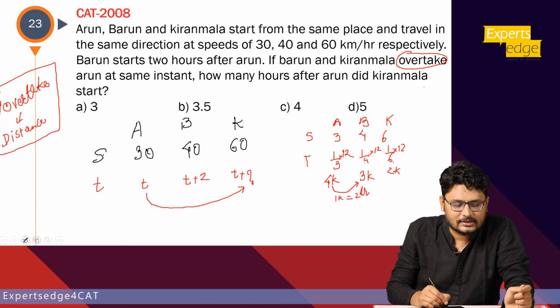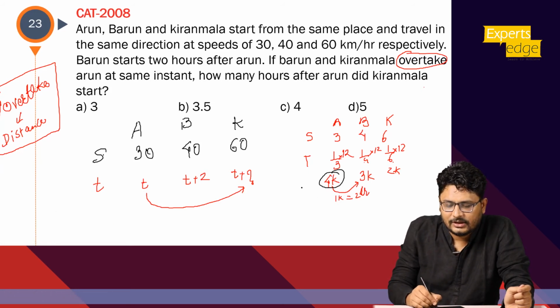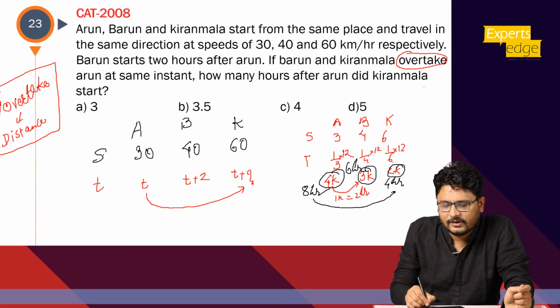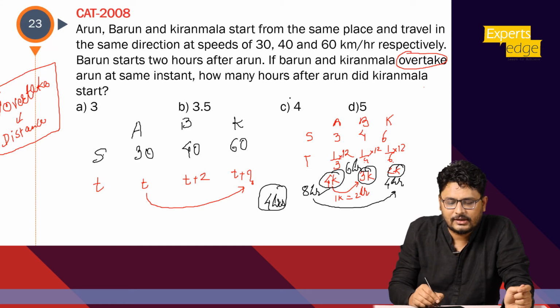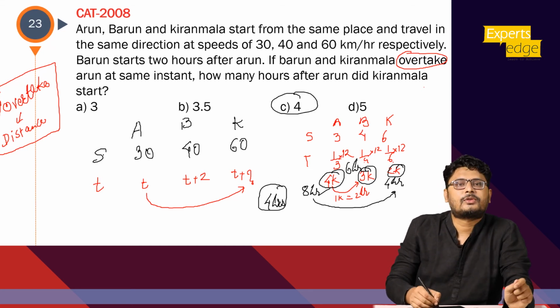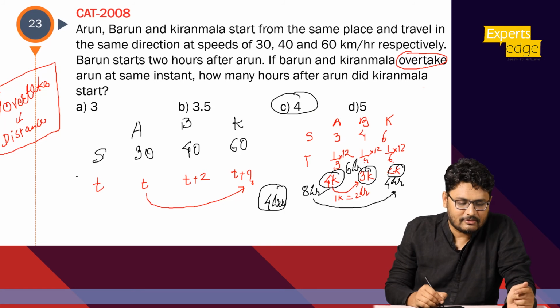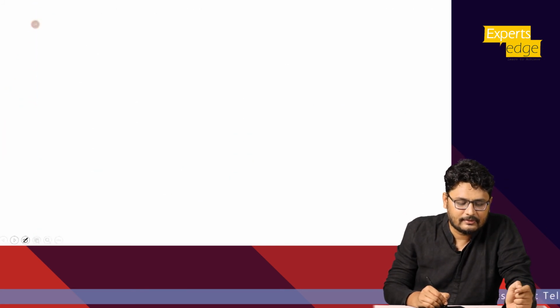So what are the times I got? As soon as the value of k came to 2, this one takes 8 hours, this one takes 6 hours, and this one takes 4 hours. So the difference between 8 and 4 is 4 hours, which is the required answer. C is the option. I hope this particular point is clear. Please try these questions again on your own.